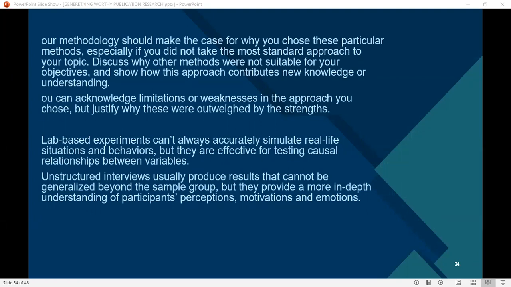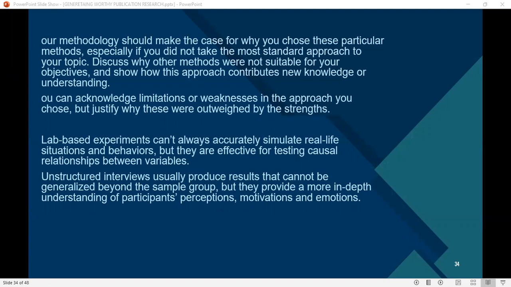Sorry about the typographical error here. It's supposed to be, that's YOU. You po iyan. So we have to acknowledge the limitation or weaknesses in the approach you choose, but justify why these were outweighed by the strengths. So lab-based experiments can't always accurately simulate real-life situations and behaviors, but they are effective for testing causal relationship between variables.